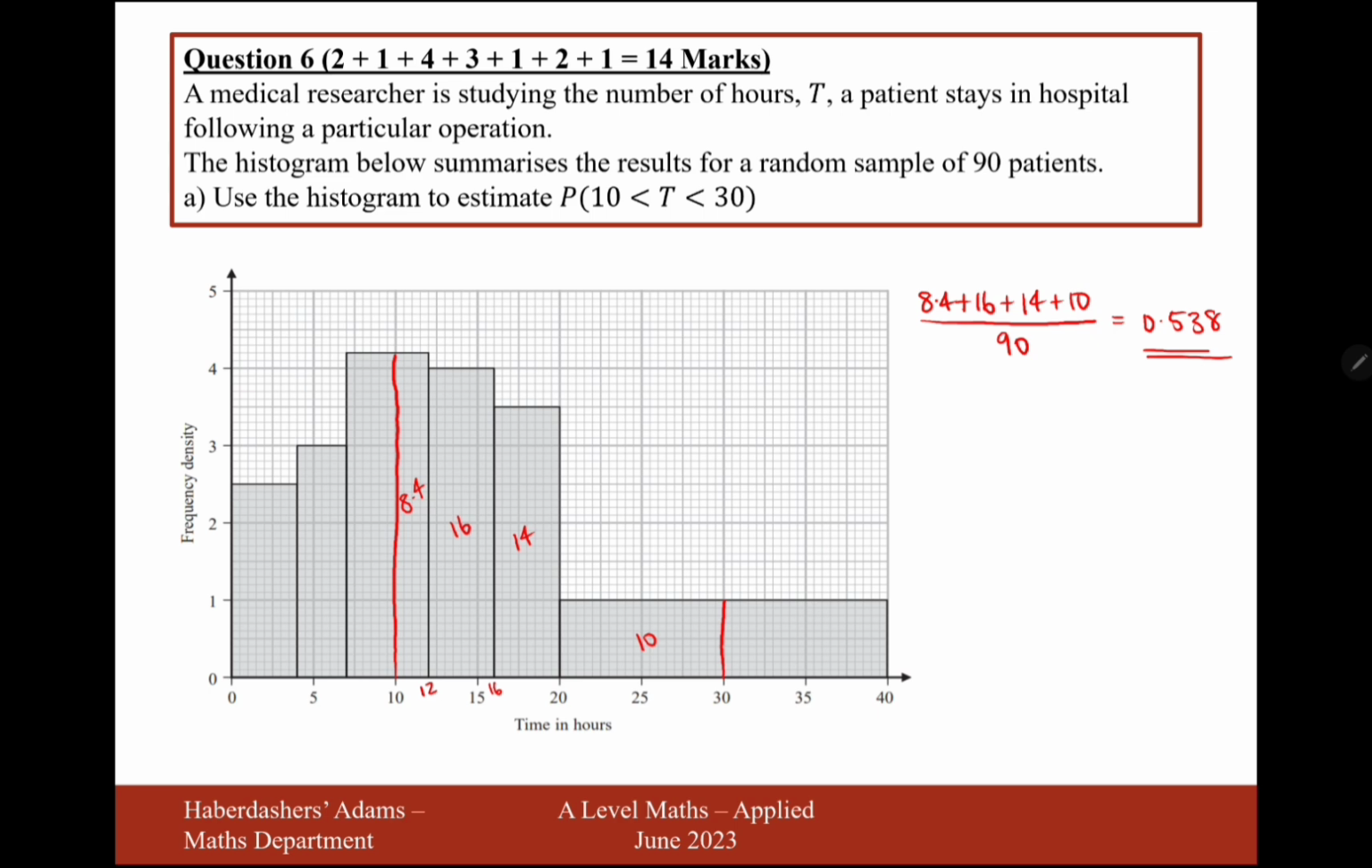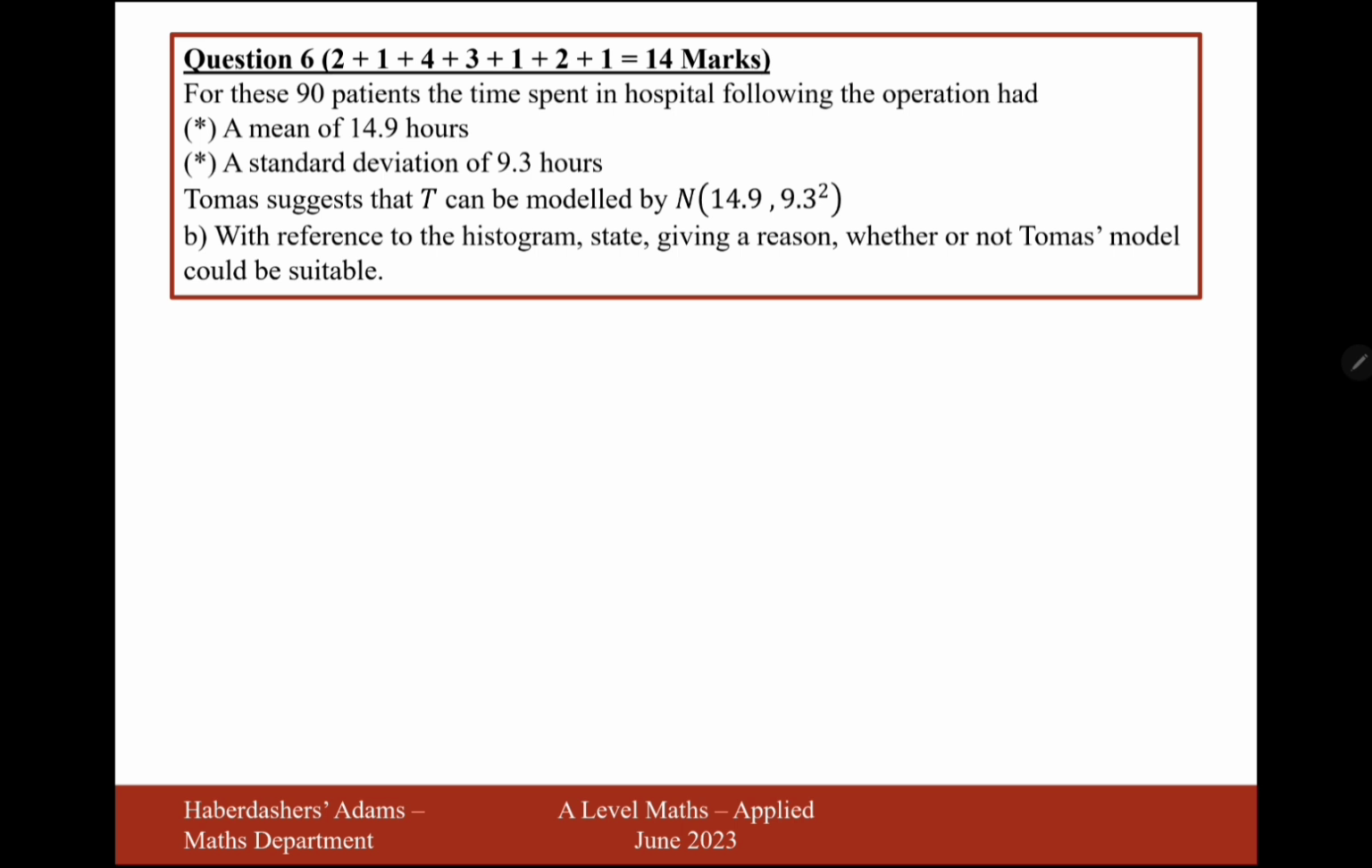Moving on to part B now. Of these 90 patients, the time spent in hospital following the operation had a mean of 14.9 hours, standard deviation of 9.3. Thomas suggests that T can be modelled by a normal distribution. 14.9 is the mean, 9.3 squared is the variance. With a suitable reference to the histogram, state, giving a reason, whether or not Thomas's model could be suitable.